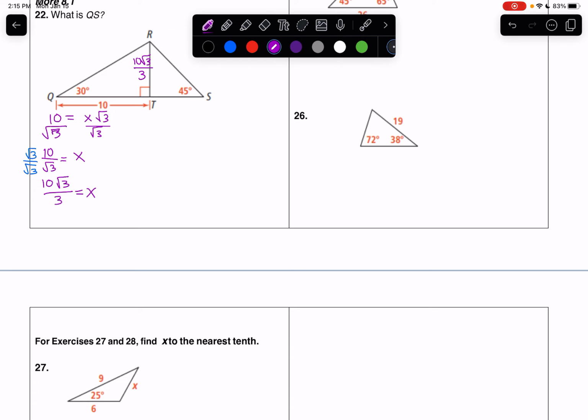It's looking for QS. So I need to find TS. Since this is a 45, 45, 90 right triangle, the legs are the same length. It's isosceles. So TS is 10 root 3 over 3. Then I need to find QS. That's the question. QS is just these two parts put together. It is 10 plus 10 root 3 over 3. Of course, we can get a good decimal for that as well. I'm going to leave it in exact answer form, but you could make this a decimal approximation of that value if you would like.